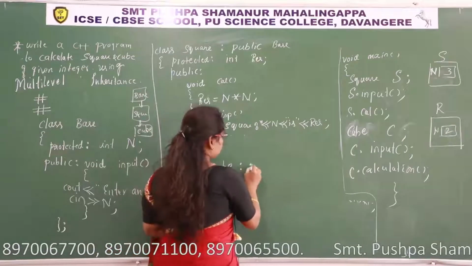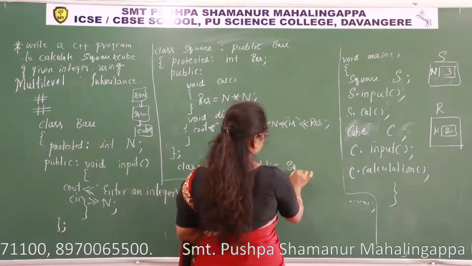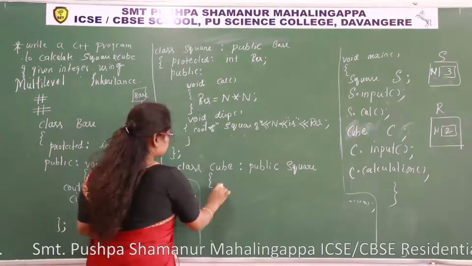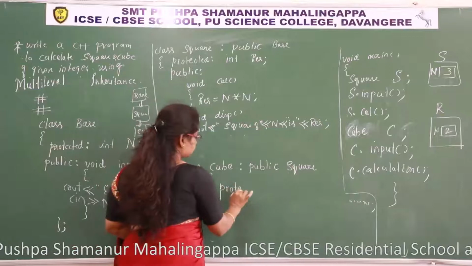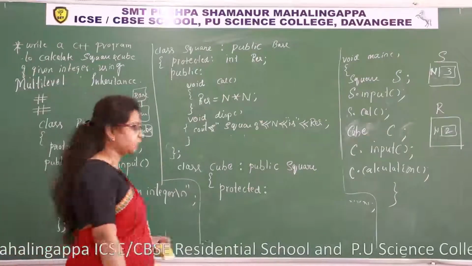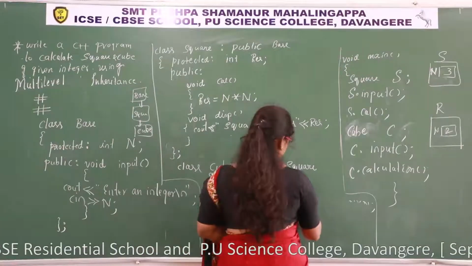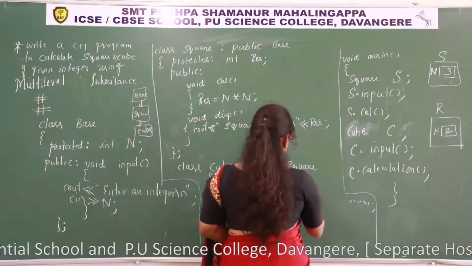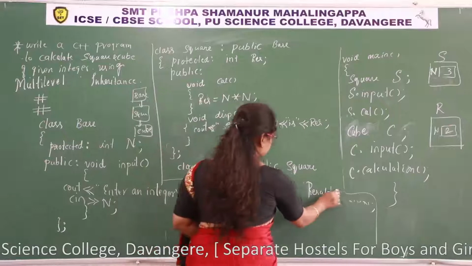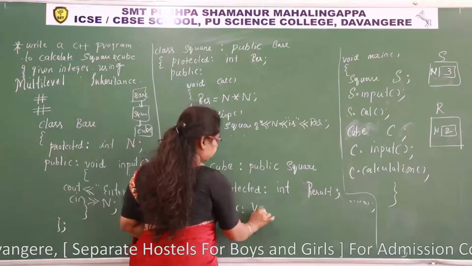Class cube colon, I'll take a mode of inheritance is public. Now the base class is square, open flat bracket. In the protected section, I'll take a data member to store cube of a given integer. Int result as a data member here. Now in the public section, let us write a function void.